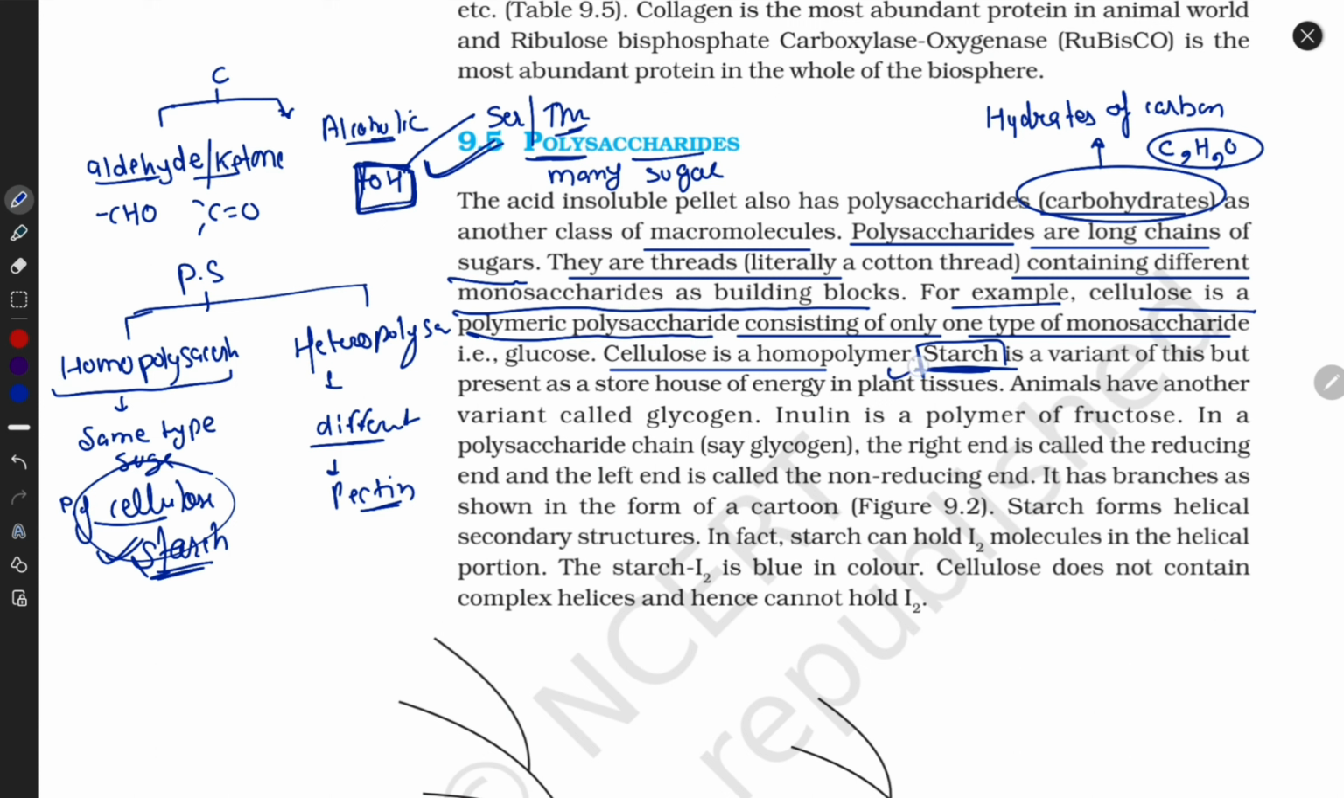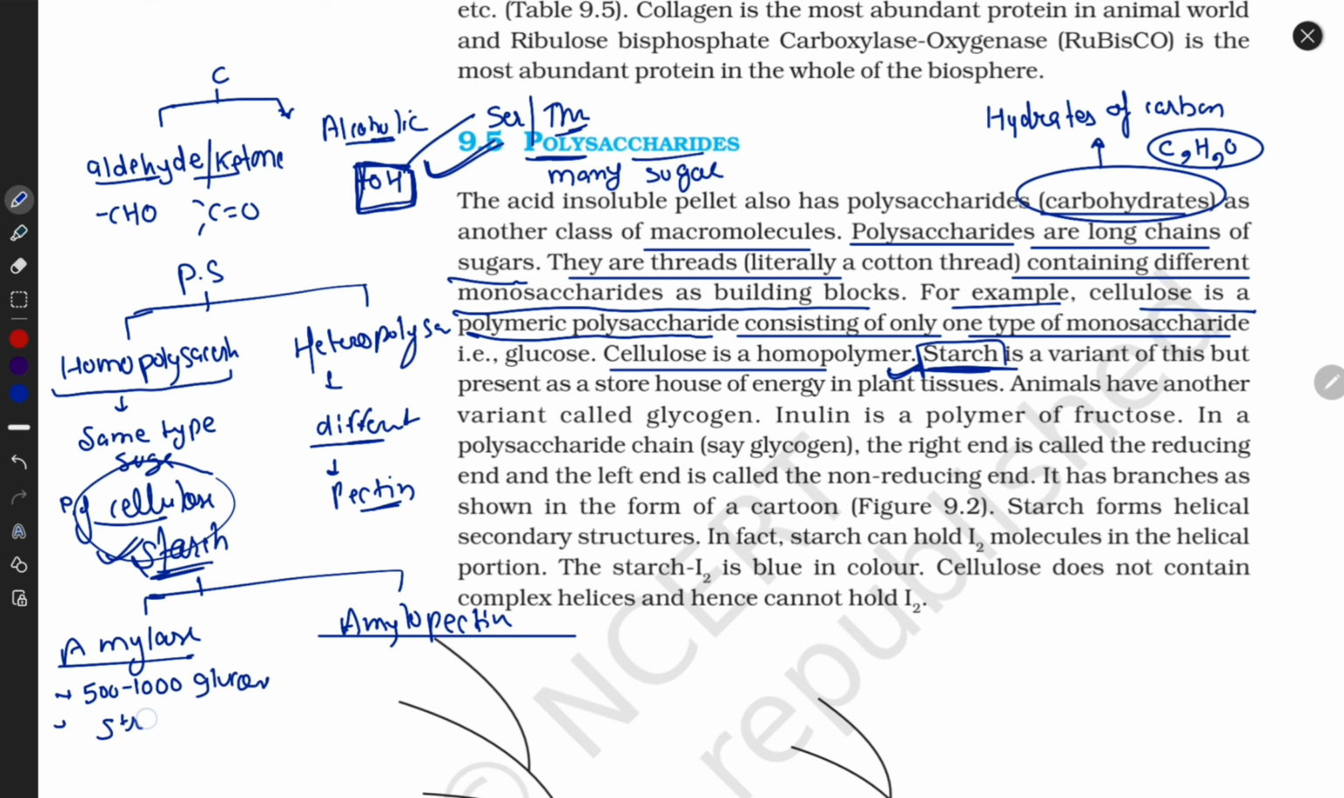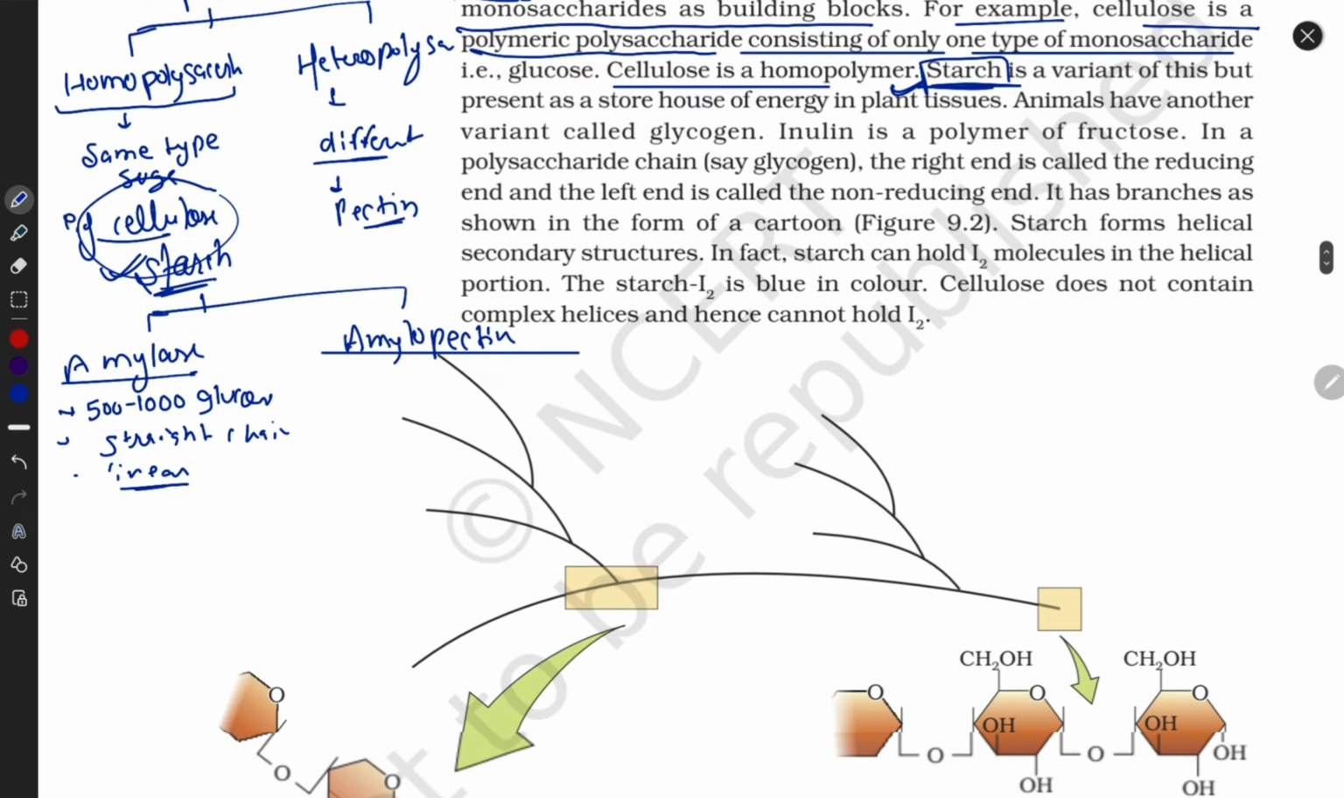Guys, starch is divided into two parts, amylose and amylopectin. I'm taking you beyond your NCERT. What is the difference between amylose and amylopectin? Amylose is made up of at least 500 to 1000 glucose units. They are present in a straight chain. We can call it a linear chain. Clear, guys? Linear. I'll show you.